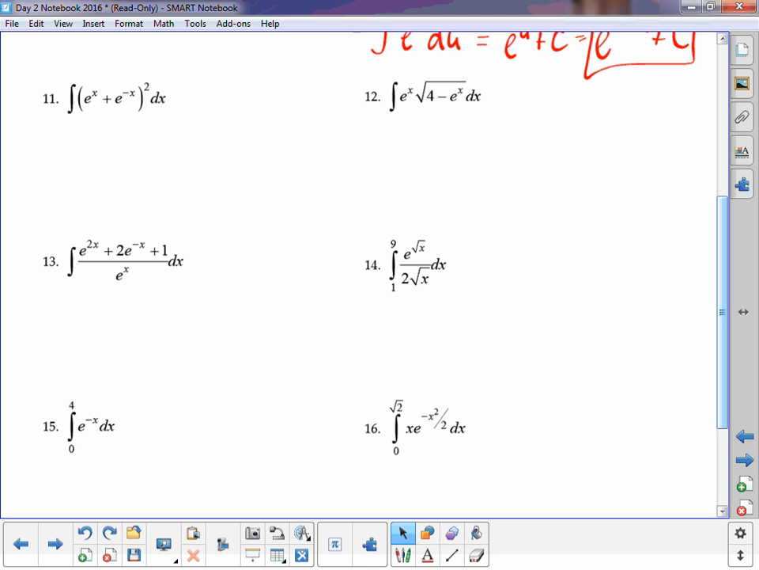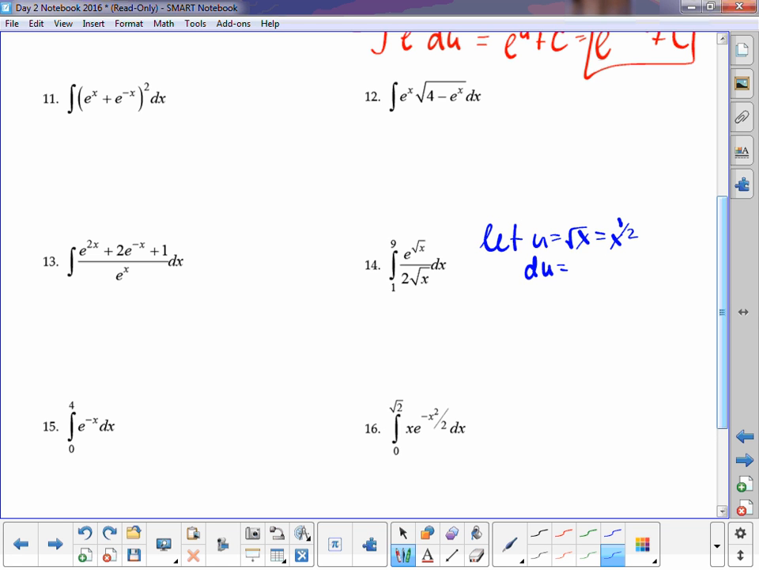Root x? All right, so if we let u be root x, which is the same thing as x to the positive 1/2, what would du be? 1/2 x to the negative 1/2 dx. Do I see that x to the negative 1/2 represented in my integral? Yeah, because I could rewrite this as 1/2 root x dx. So we have that represented here. Actually, we even have that 2 piece with it. It's going to be such an easy integral.